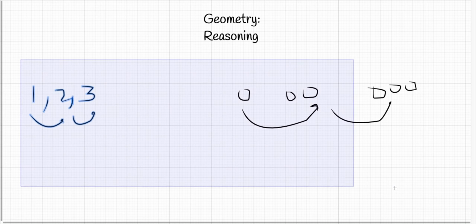Now, why did we spend the first minute of a reasoning video talking about patterns? Well, it's because reasoning has a lot to do with patterns. Usually, reasoning is used to prove something about a pattern, and this something comes in the form of a conjecture. A conjecture is basically a statement we want to prove about a pattern. Let's look into an example.